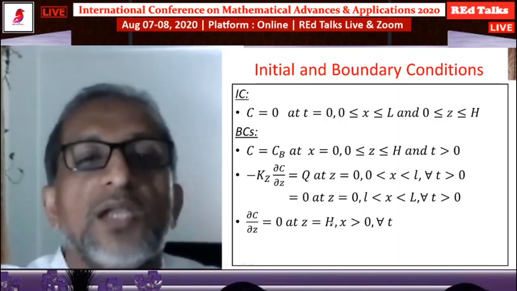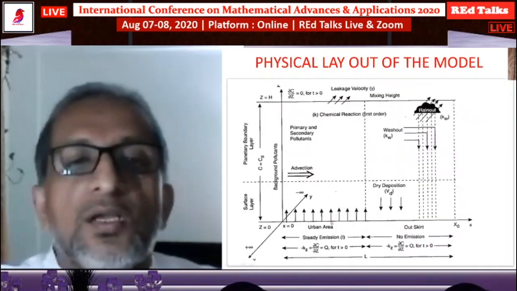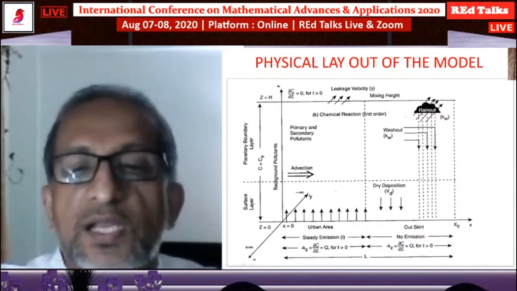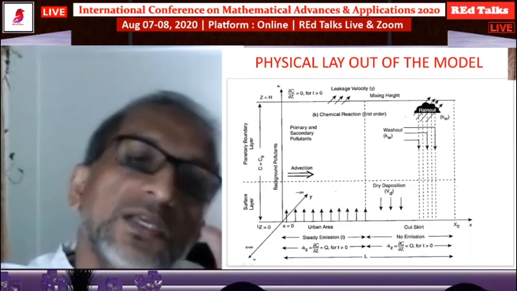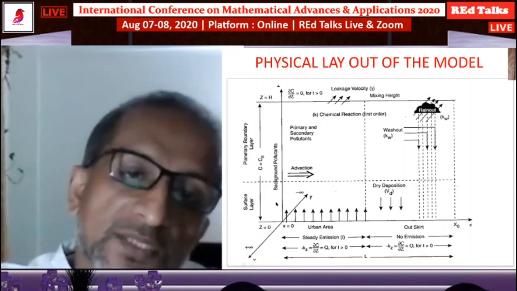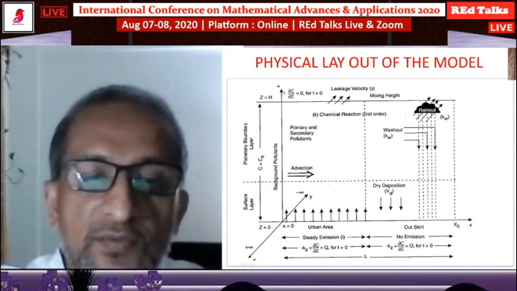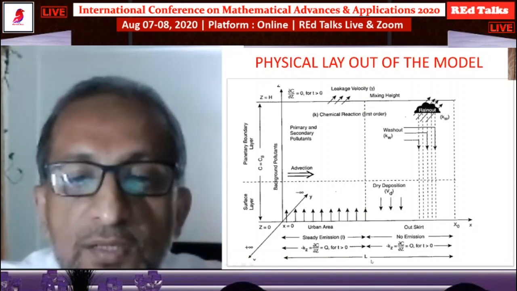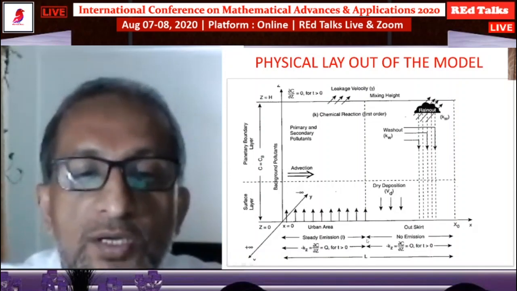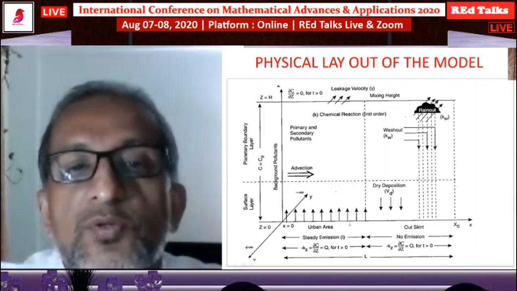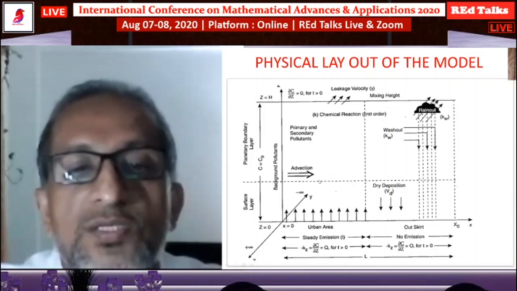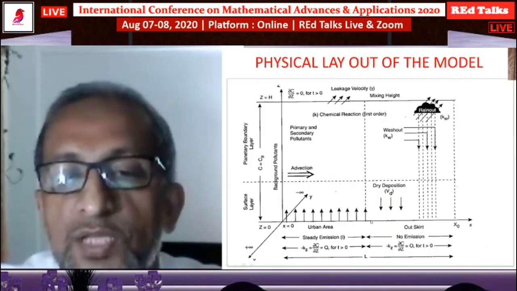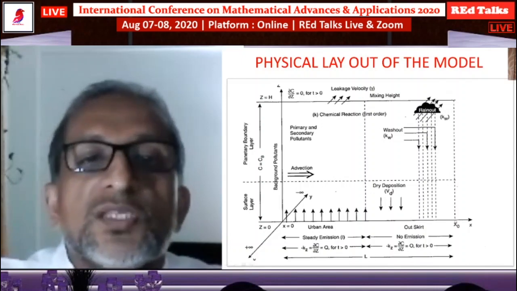So if you have a look at the physical layout of the model, here is the crosswind, and this is the wind direction, that is x. This is the vertical direction, and this is the left boundary condition, and from 0 to L we have the emission rate, and we study the concentration of pollutants from here to the desired distance. We go up to the capital L here. So this is the physical layout of the model.